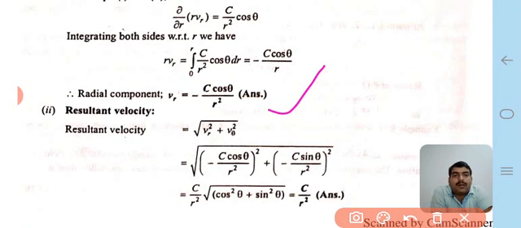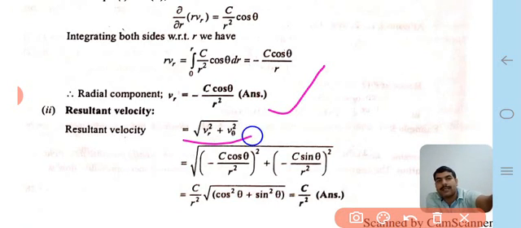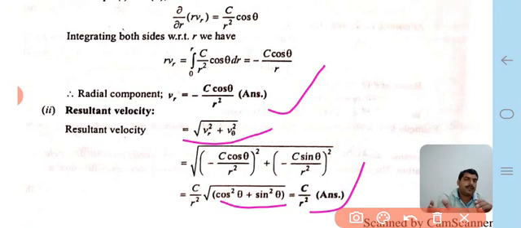The resultant velocity is calculated as the resultant of the velocity components, that is, under root of Vr square plus v theta square. Putting in both velocity components, radial and tangential velocities, and squaring both and solving, we get cos square theta plus sin square theta, which is equal to 1, and the final result is that the resultant velocity is c upon r square.